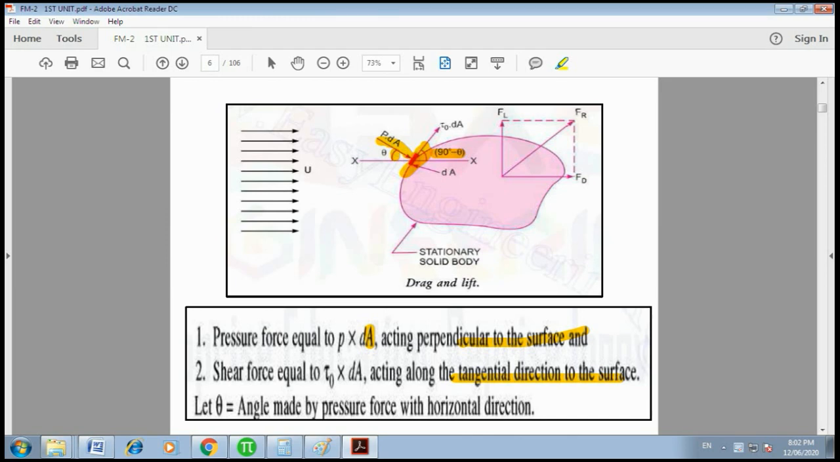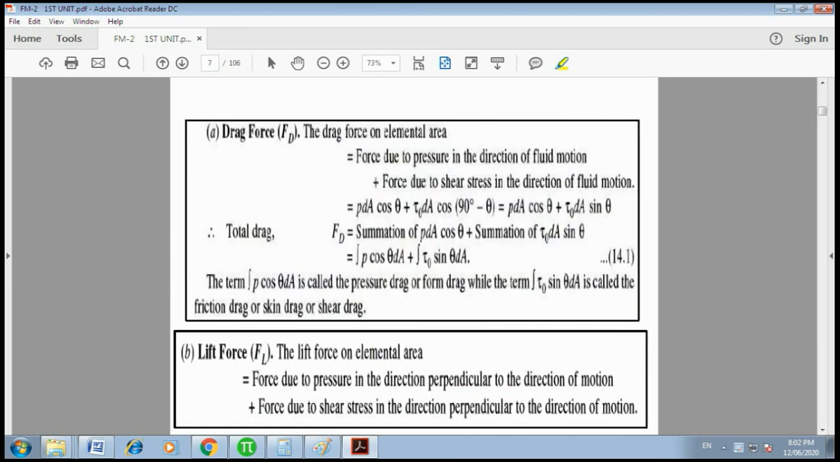Now, drag force on the elemental area. There are two forces, as I already told you, pressure force and shear force. Force due to pressure in the direction of fluid motion plus force due to shear stress in the direction of fluid motion, meaning we have to consider both horizontal components. There are two forces whose horizontal component we have to consider to calculate the drag force, and we have to consider the perpendicular component while calculating the lift force.